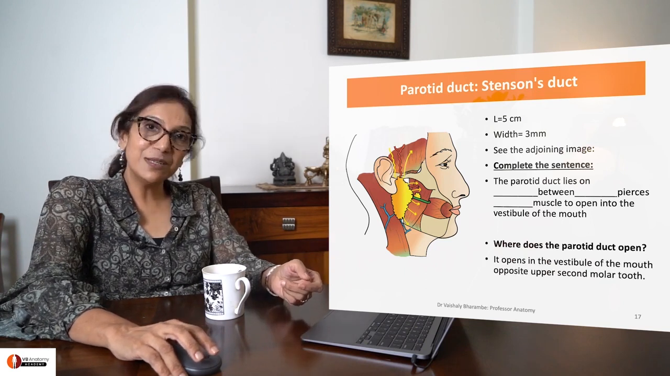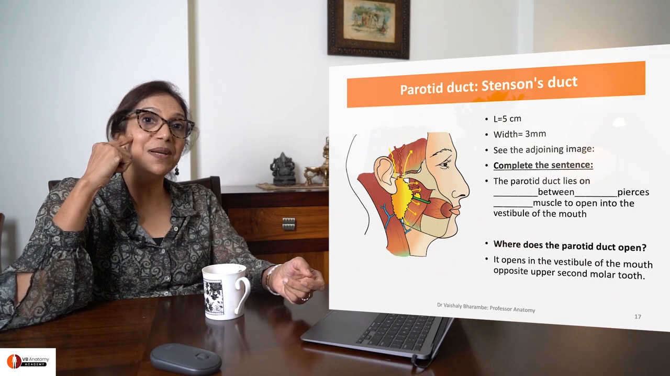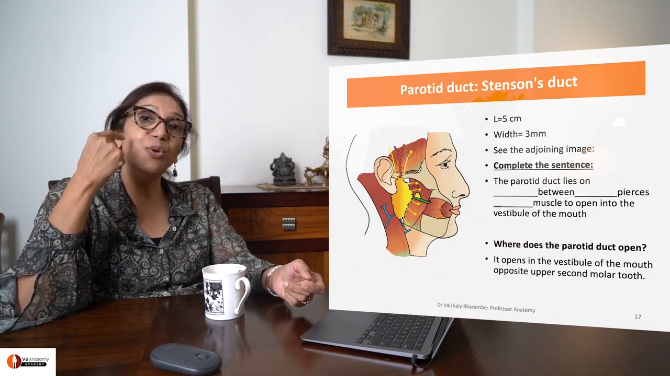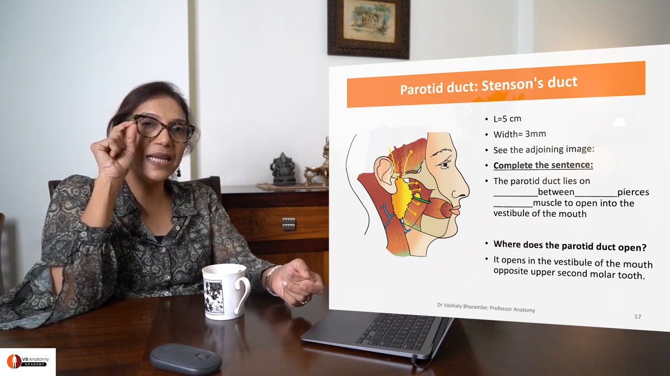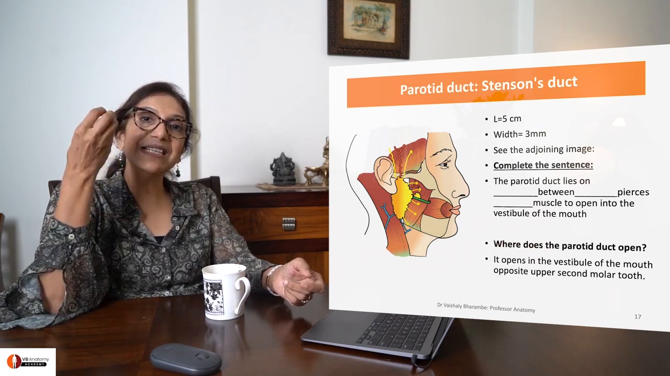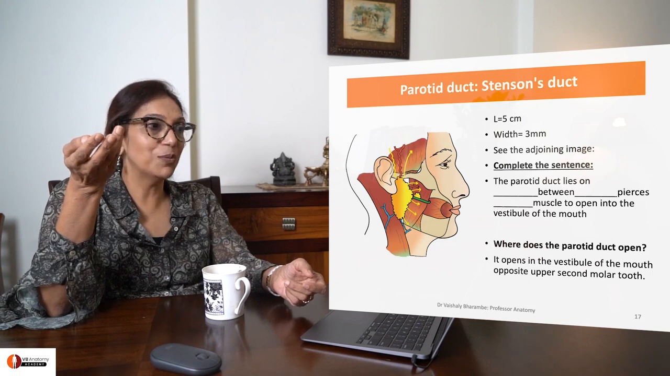So where does the parotid duct open? It opens in the vestibule of the mouth, opposite the upper second molar tooth. So go looking for your upper second molar tooth. See in the wall and you will find a tiny little opening, which is the opening of the Stenson's duct or parotid duct.